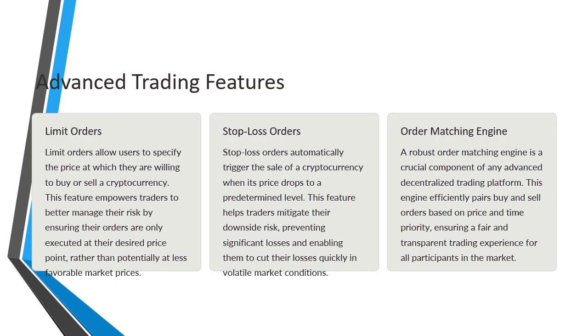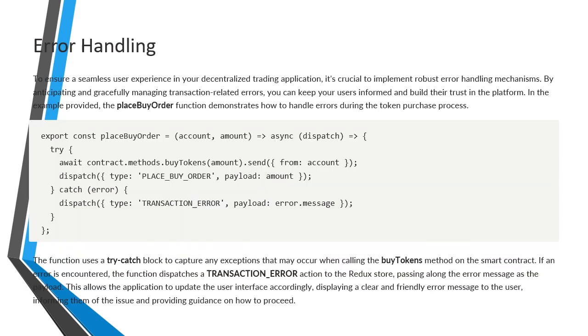We can also add some advanced trading features to our decentralized application, like limit orders, stop-loss orders, and an order matching engine. Limit orders allow users to specify the price at which they are willing to buy or sell a cryptocurrency. Stop-loss orders automatically trigger the sale of a cryptocurrency when its price drops to a predetermined level. A robust order matching engine is a crucial component of any advanced decentralized trading platform.